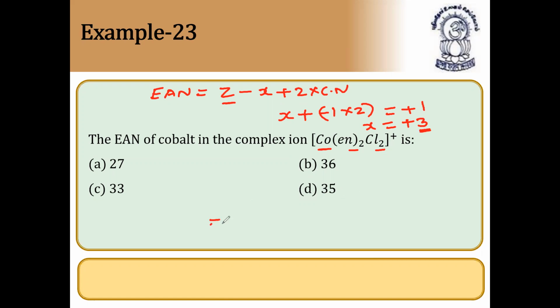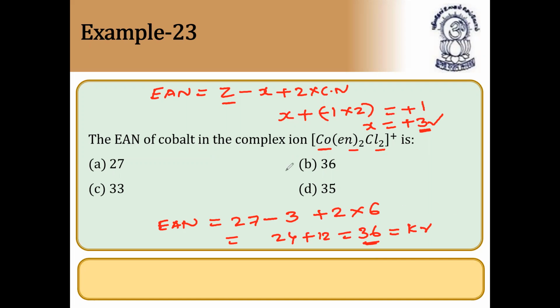So what is the atomic number of cobalt? Cobalt is 27. So EAN is equal to 27 minus the oxidation state of the central metal atom, which is +3, plus 2 into the coordination number. This is 2 into 2, 4, 4 plus 2, 6. 2 into 6, 12. So 27 minus 3 is 24, plus 12, 36. So the answer is 36, which is equal to krypton. So it is following the EAN rule. So the answer is 36. Let us check the answer now.